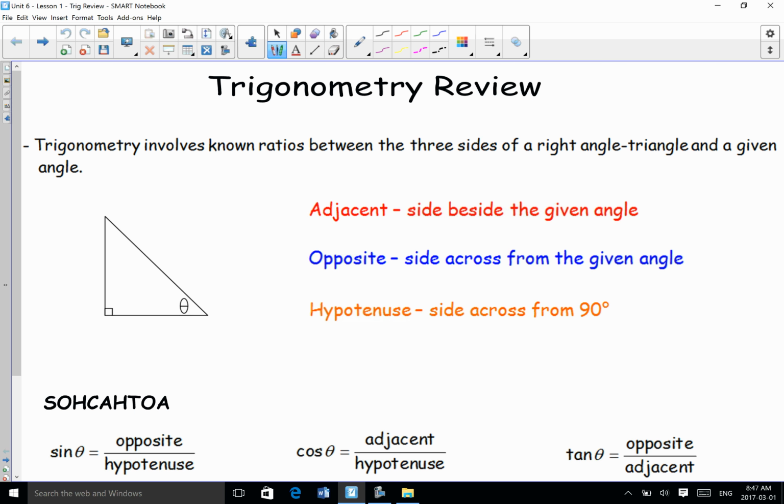In this lesson, we're going to examine some of the trigonometric ideas we learned about last year in grade 10. So we'll go through SOHCAHTOA and we'll go through cosine law. So reminders about SOHCAHTOA. SOHCAHTOA is used for right angle triangles.